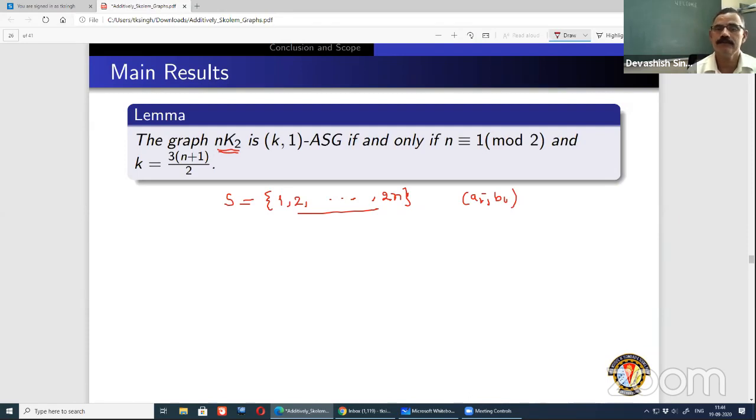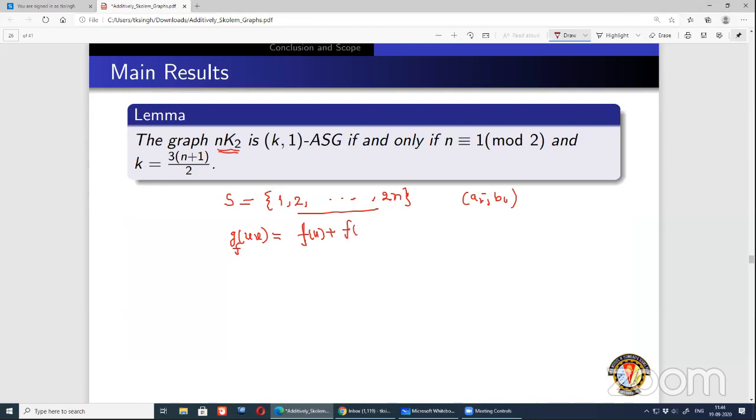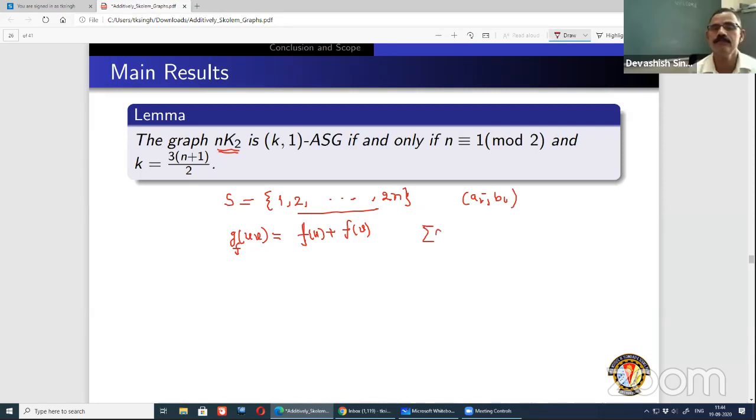I just take the sum, because the edge labels are obtained that way. If uv is an edge, then the induced edge label is defined in this manner: f(u) plus f(v). Okay, no problem. So if you take it this way, then easily you can see if you just sum the labels here.